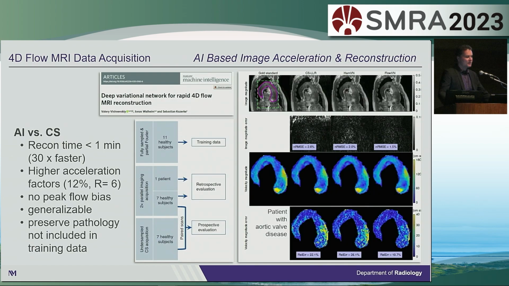And this has also been shown by another group. This is an example here from Sebastian Kozerke's group at the ETH in Zurich, where they also did an AI versus CS comparison in a 4D flow type of approach. And you can see here similar results. Recon time was 30 times faster compared to compressed sensing. They could get higher acceleration factors, and they could really nicely preserve pathological flow features that were seen in the reference data set. So I think very, very promising results here for AI.